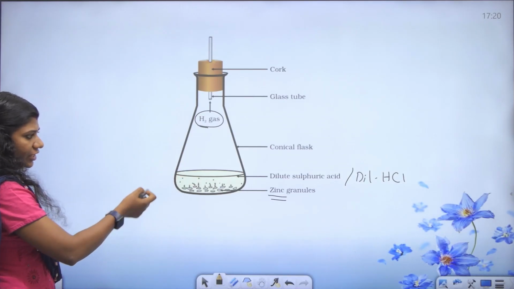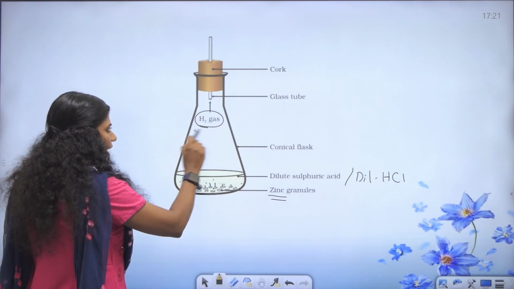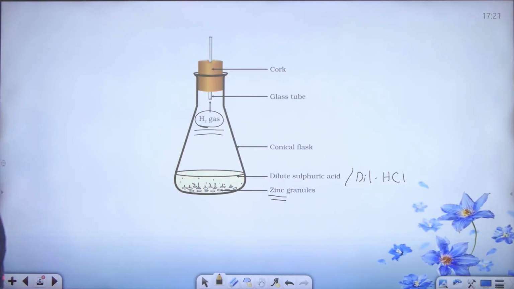In this reaction, zinc reacts with the sulfuric acid. It liberates hydrogen gas and heat. In this reaction, hydrogen gas is formed and heat energy is also liberated. Zinc is a metal. We know that metals react with any acid and liberate hydrogen gas.